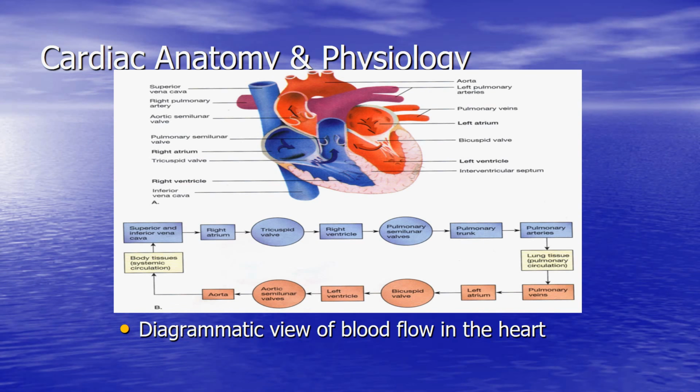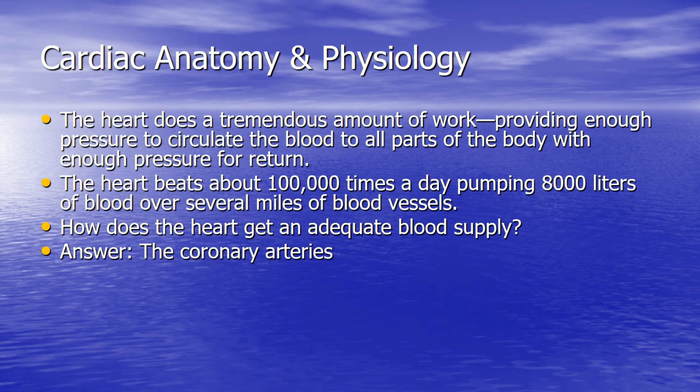Now we come to discussing how the heart itself receives its blood supply. The heart's an amazing organ. It circulates blood from the heart throughout the entire body with enough pressure for it to return to the heart. The heart beats about 100,000 times a day, pumping about 8,000 liters of blood over several miles of blood vessels. And in order to do that, it needs a very good supply of oxygen and nutrients.